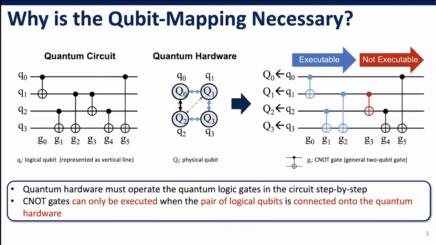However, the gate with number 3 cannot be executed because the logical qubits Q1 and Q2 are not connected on the hardware. The same applies to gate number 5. To solve this connectivity problem, we need a qubit mapping.